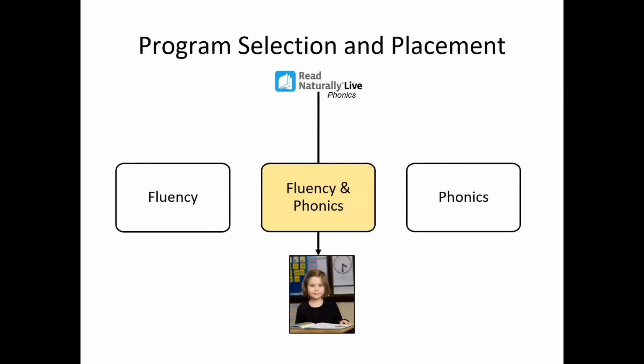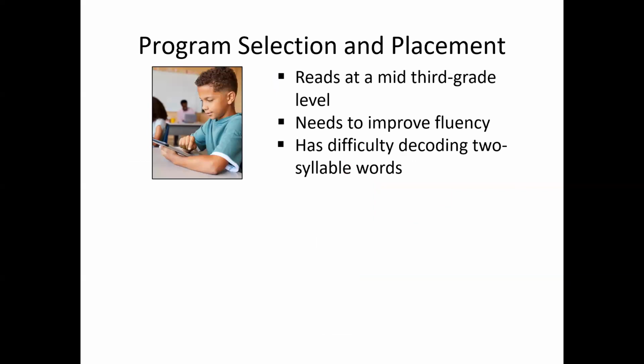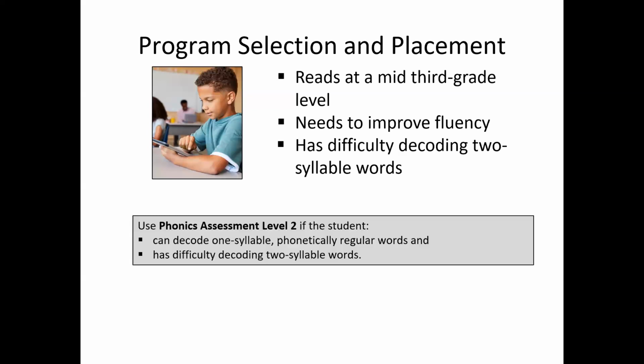So Marcy was all phonics, Ella's both, and she reads at a low enough level that she can do both within Read Naturally Live. Evan is a 5th grader who reads at a mid-3rd grade level. He struggles with both fluency and decoding 2-syllable words. So I'm going to give him level 2, right? Again, this tends to be students who are a little older.